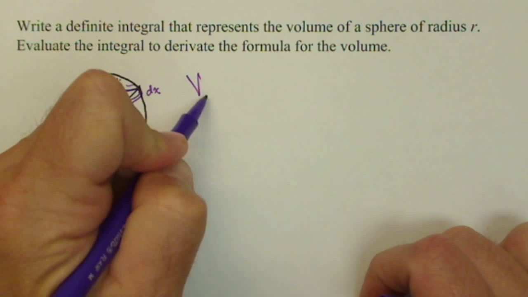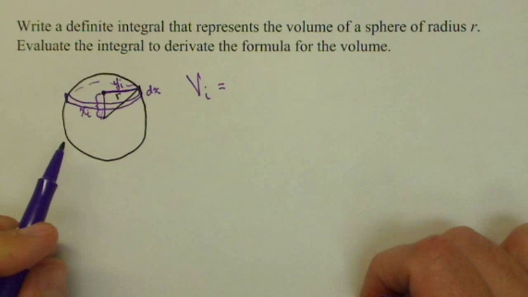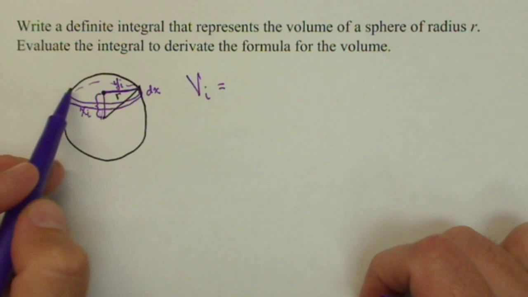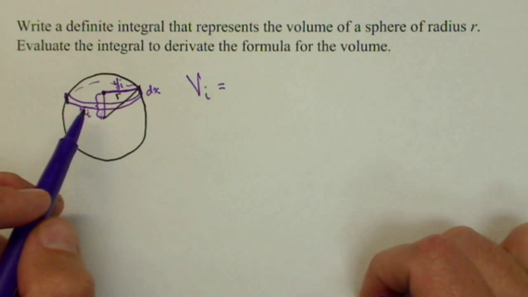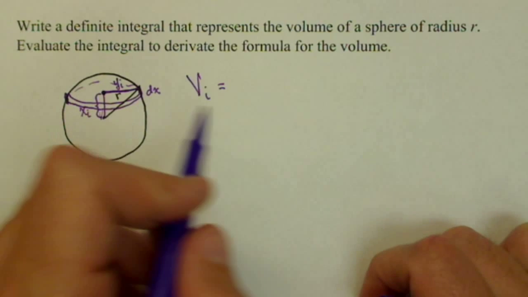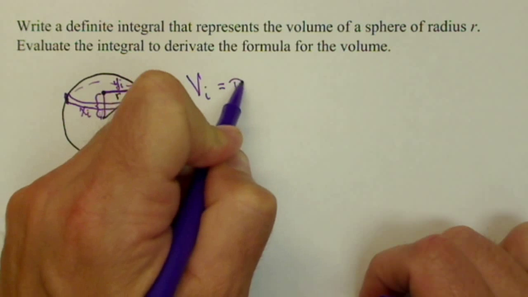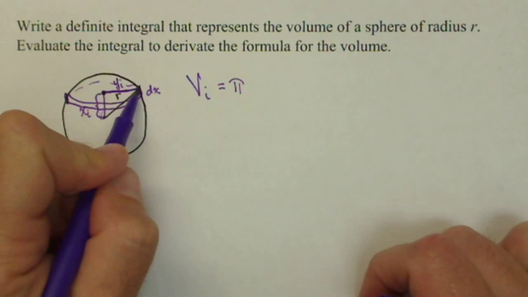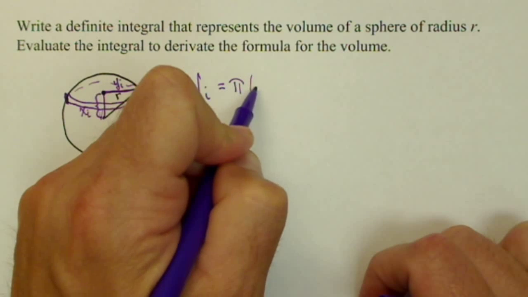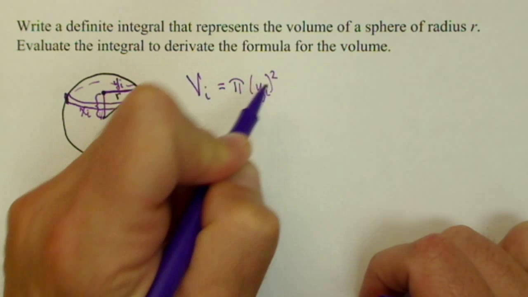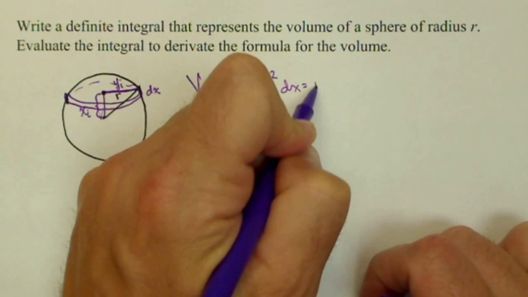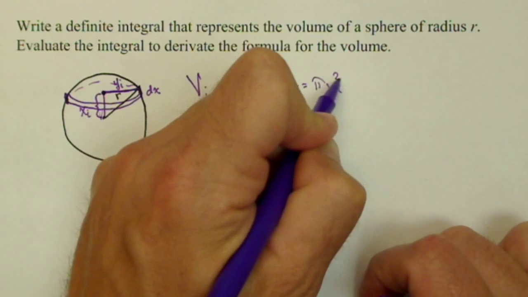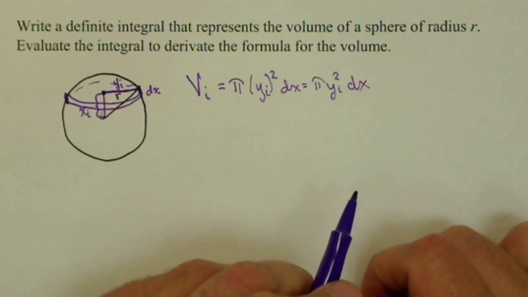Now, what we're going to do is we're going to start with the volume of the ith slice. Now, if you can kind of imagine what that shape would look like, we're cutting it so that we can assume the sides are flat. Therefore, it's going to be basically a cylinder. So the volume of a cylinder is going to be pi times its radius, which we called y sub i, so times y sub i squared, and times its height, which we've called dx. And so we got pi y sub i squared dx.